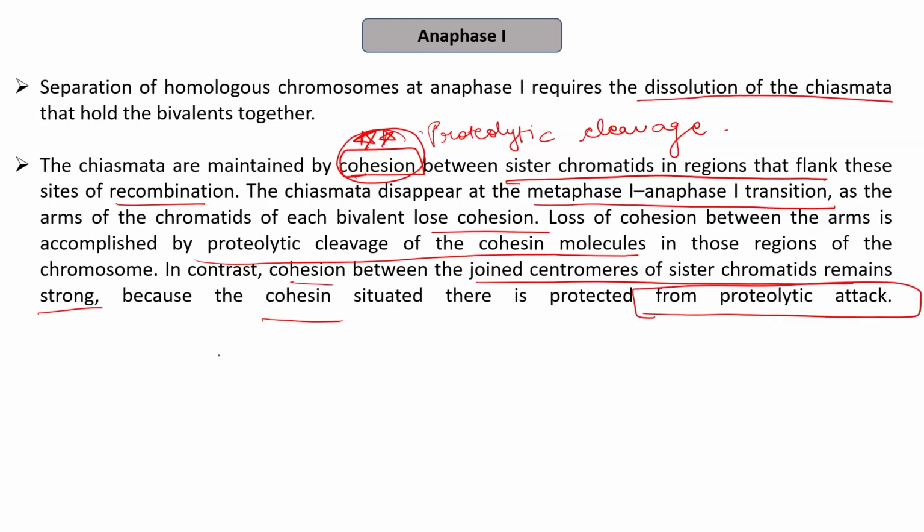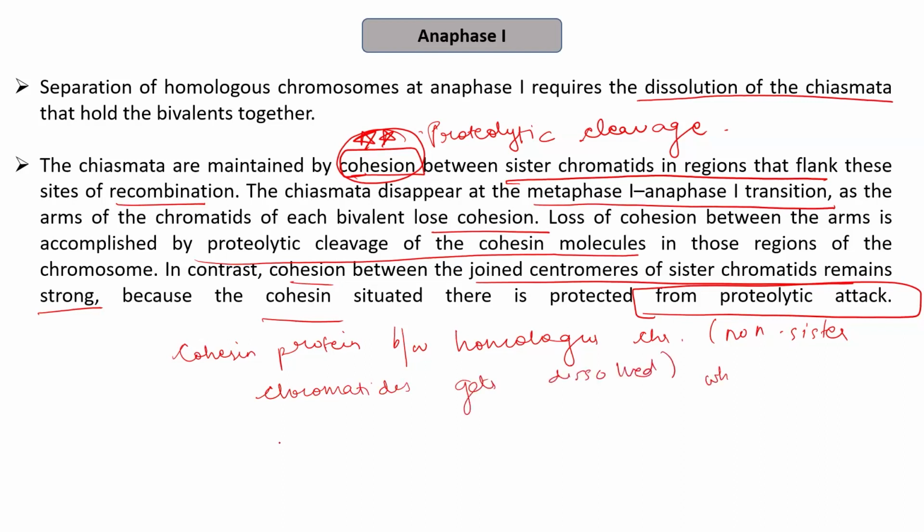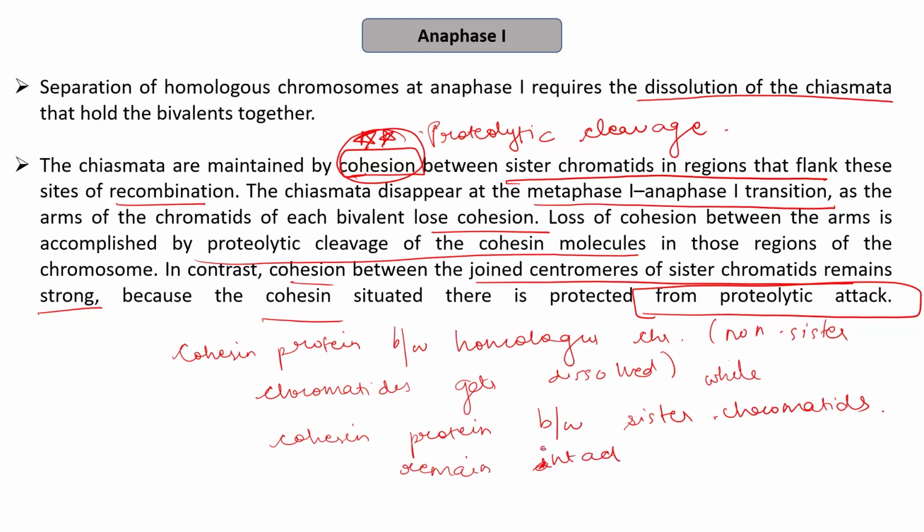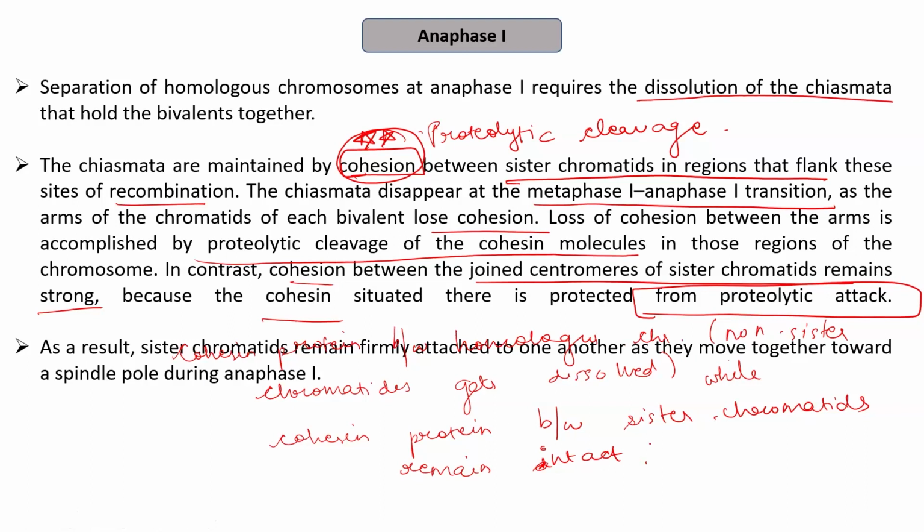So it is very important that the cohesin protein present between the homologous chromosomes, that is the non-sister chromatids, gets dissolved, while the cohesin protein between sister chromatids of the same chromosome remains intact. Right? So this is very important: the cohesin protein between the sister chromatids remains intact, while the cohesin protein between the non-sister chromatids gets dissolved. As a result, sister chromatids will remain attached to each other, while the homologous chromosomes will get separated.